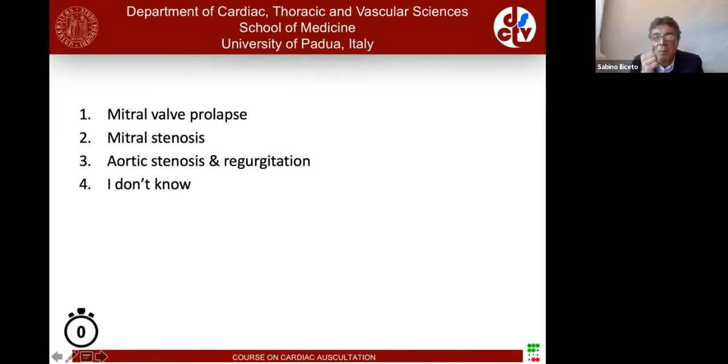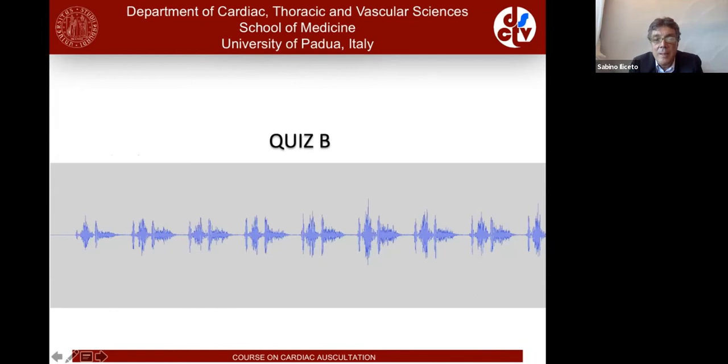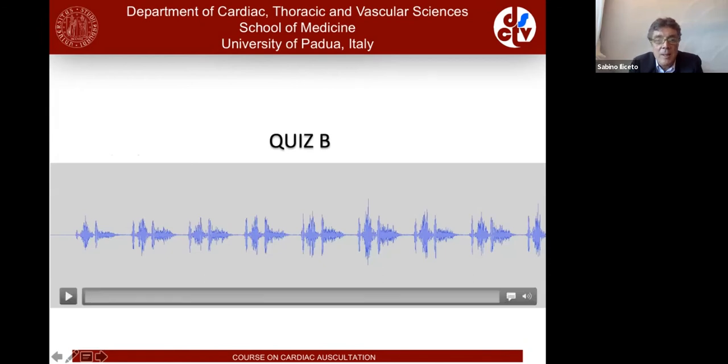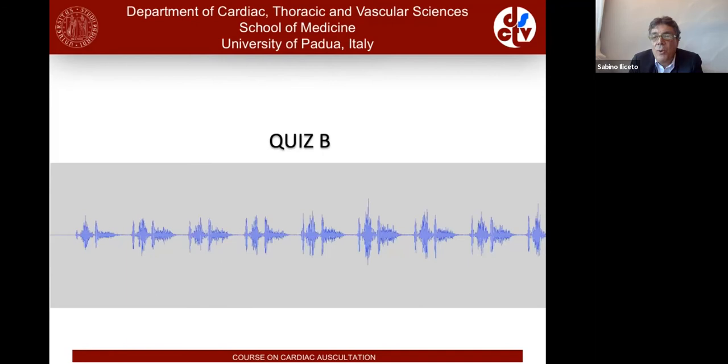So possibility number 1 was mitral valve prolapse. Possibility number 2, mitral stenosis. Possibility number 3, aortic stenosis plus regurgitation. So I stop the sharing, and then we go to the tracing that is this one. Then we shall go into detail, because I shall listen. This is a very old but extremely important methodology: phonocardiography. This is the phonocardiography tracing of what we have heard.